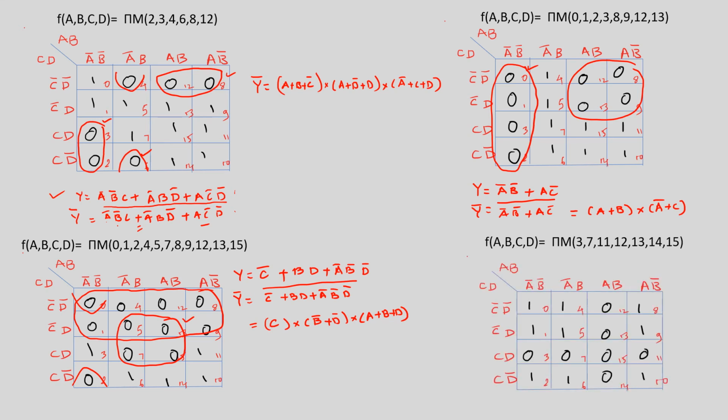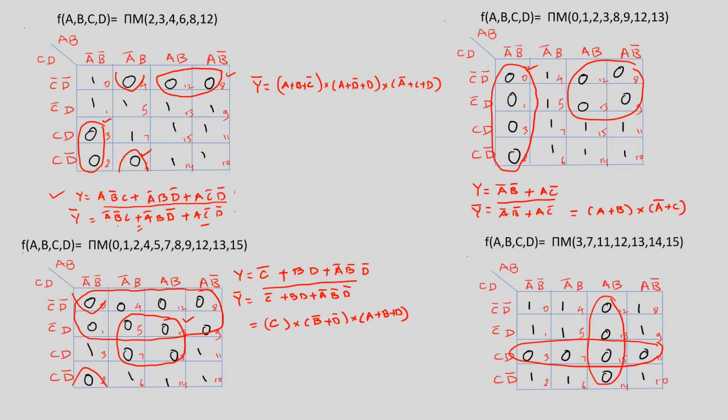So K-map is filled. So check for octet. So octet is not there. Roll the map and check for octet. Still octet is not there. Then now go for quad. Yes, straight away we are getting two quads there. This is one quad and this is the second quad.